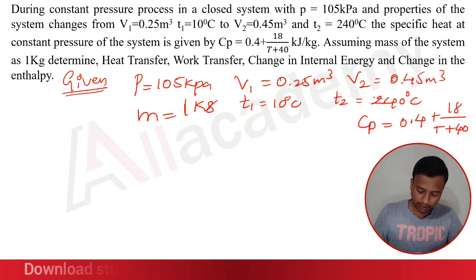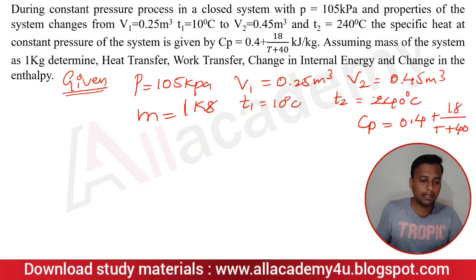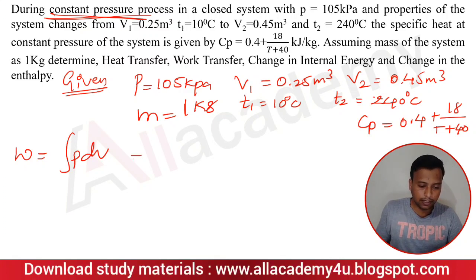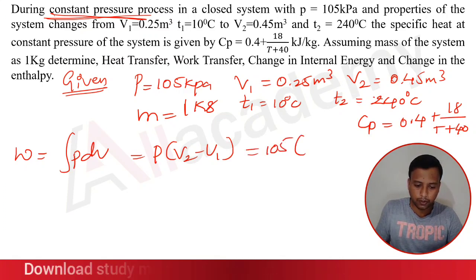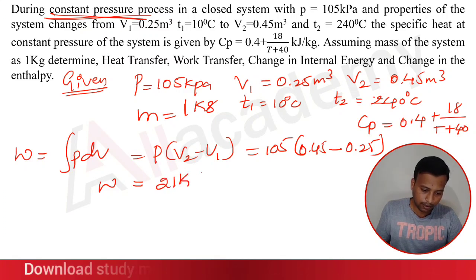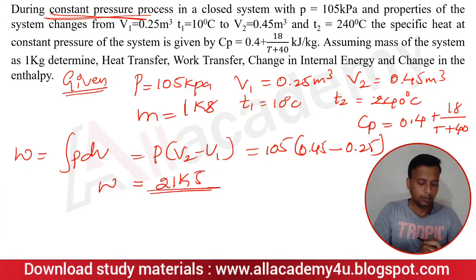Let us start with the first thing. As it is clearly mentioned, it is a constant pressure process. Now the work done can be easily identified: it is the integration of P into dV, which is P into V2 minus V1. So I can write it easily: 105 into (0.45 minus 0.25). So the work done will be 21 kilojoules. Very simple, so you can easily solve it.